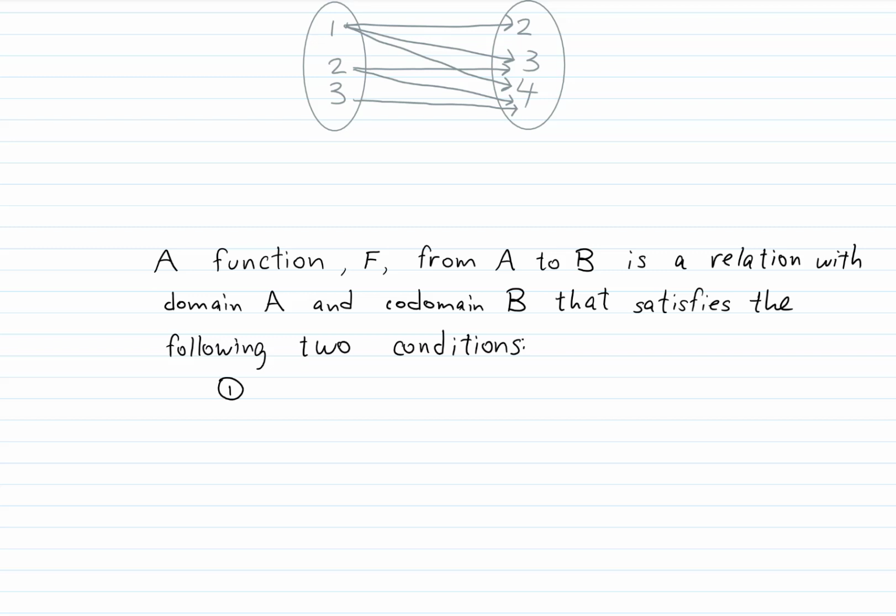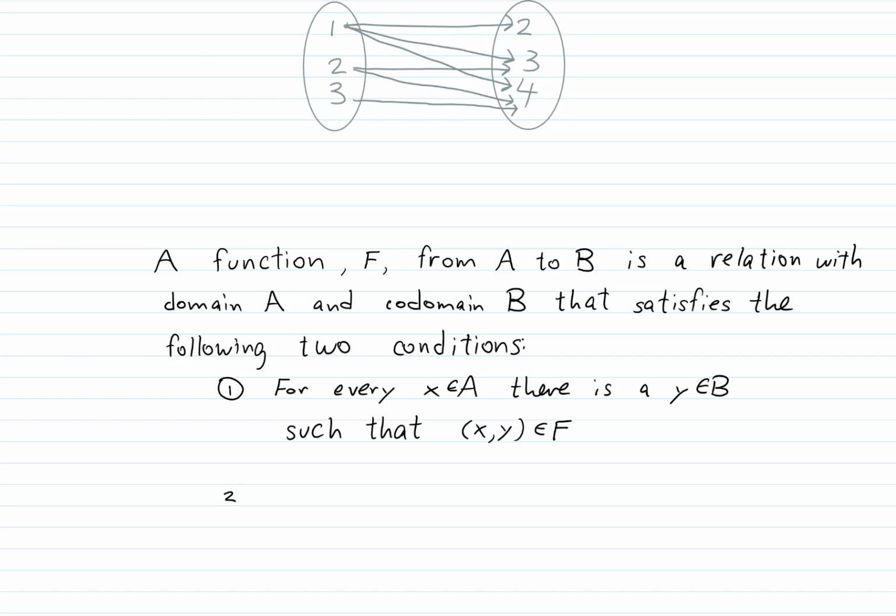Number 1. For every x in A, there is a y in B such that xy is in F. Okay, so in other words, everything in A is being used by the function. There's nothing in A being left out.